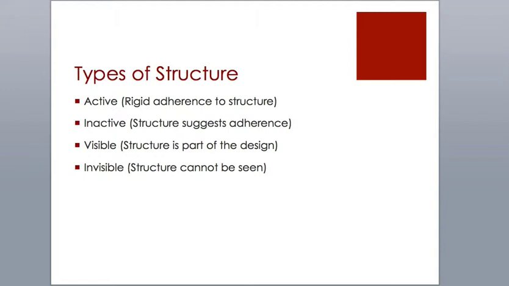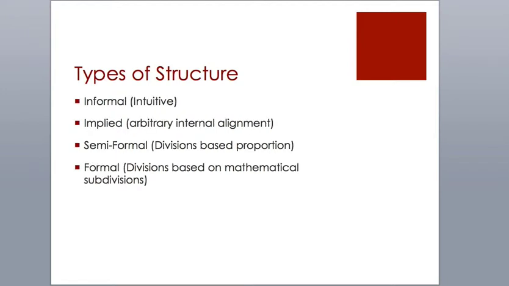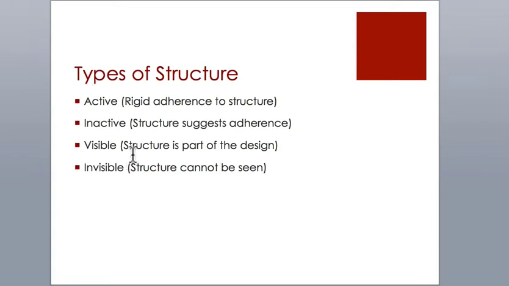So you can have an active visible, active invisible, inactive visible, and so on. As well, you can have a semi-formal active invisible, right? So just keep in mind that these are the main types of grids, and then this is the way the grid is utilized, okay?